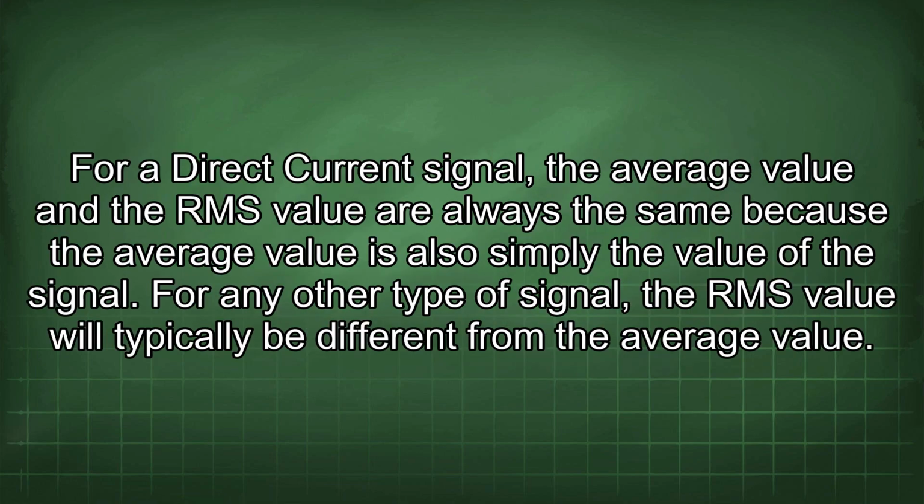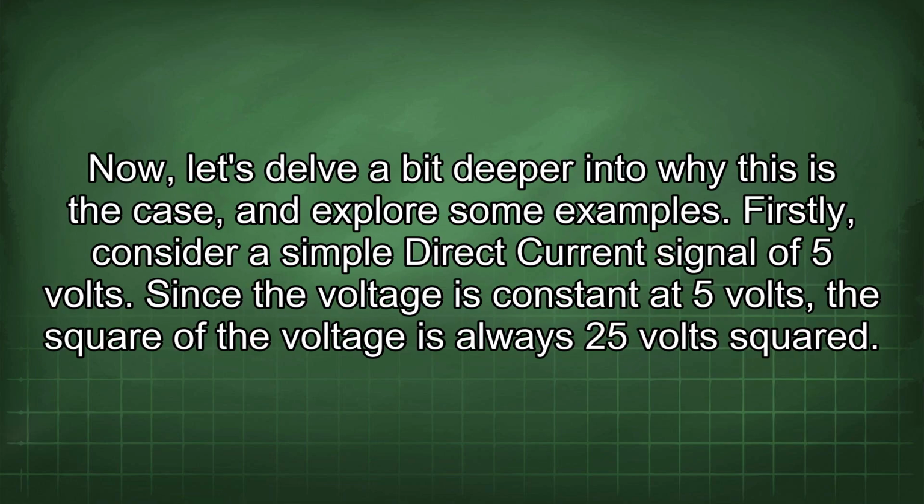For a direct current signal, the average value and the RMS value are always the same because the average value is also simply the value of the signal. For any other type of signal, the RMS value will typically be different from the average value. Now let's delve a bit deeper into why this is the case and explore some examples.